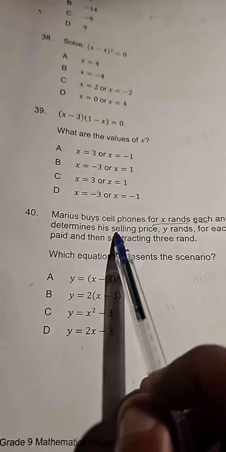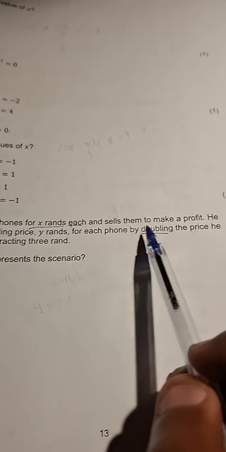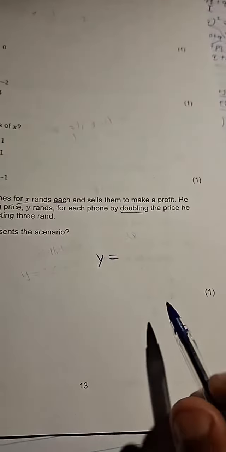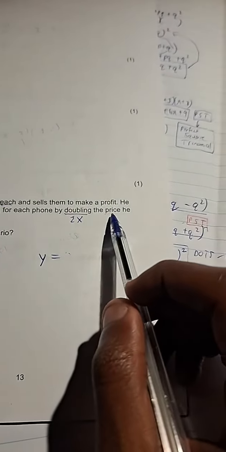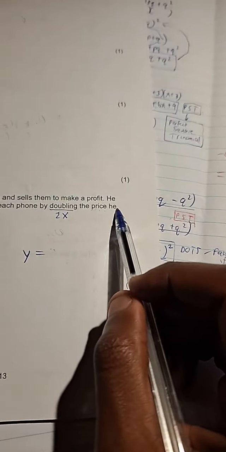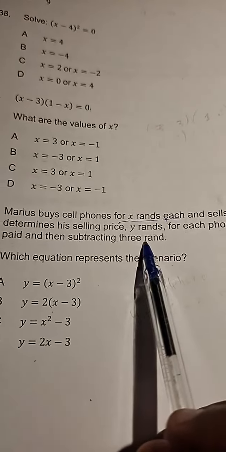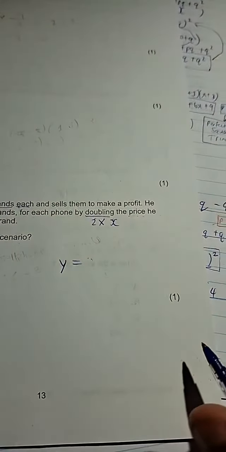He determines his selling price, y rands, for each phone by doubling the price he paid. The word double means 2 times, right? Doubling the price he paid, and then subtracting 3 rands. What is the price that he paid? It's the x rands.